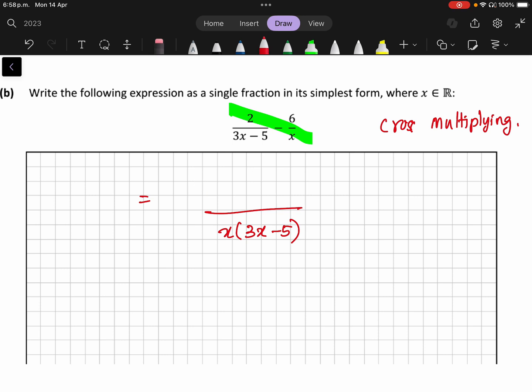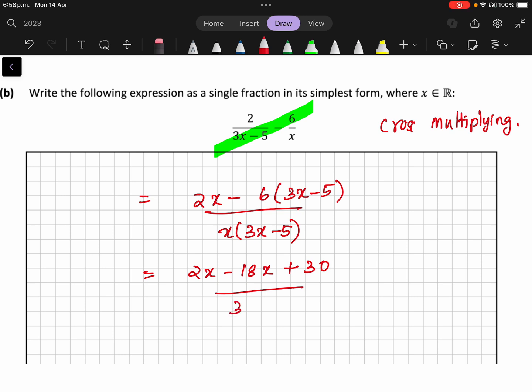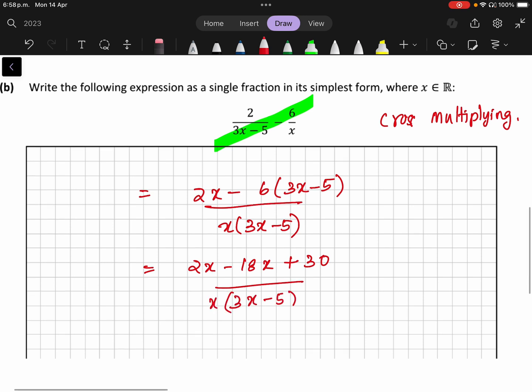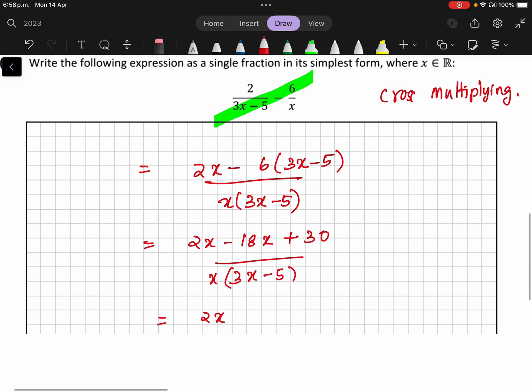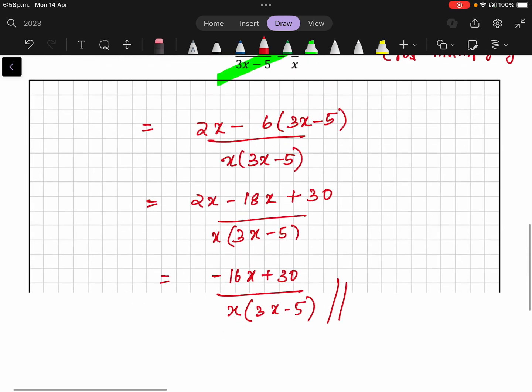So then you will get 2x, then you multiply this side. So that is 2x minus, always remember to put the plus or minus because many people make that mistake, 6 times 3x minus 5, and that is equal to 2x minus 18x plus 30 divided by 3x minus 5 times x. Now you can further simplify this: 2x minus 18x can be written as minus 16x plus 30, divided by x into 3x minus 5. Okay, that is it. That's it for today.